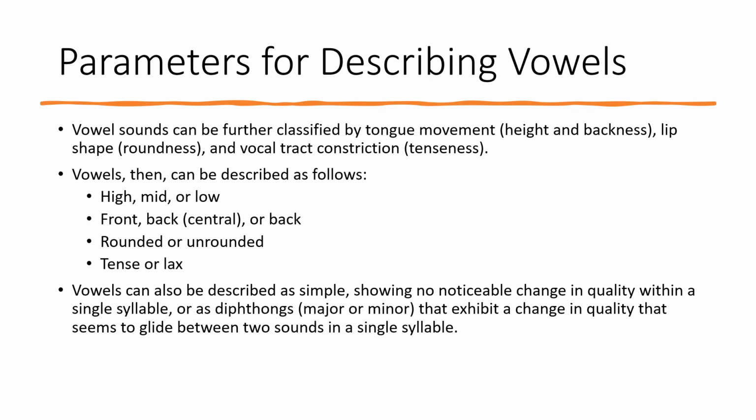We spend a lot of time on consonants. Vowels, luckily, are much easier, much simpler to classify. There aren't as many vowels. But vowel sounds can be further classified by tongue movement based on height or backness, so the place where your tongue is when you say that vowel, lip shape, roundness, and vocal tract constriction. We call that tenseness. Okay, so vowels then can be described as follows.